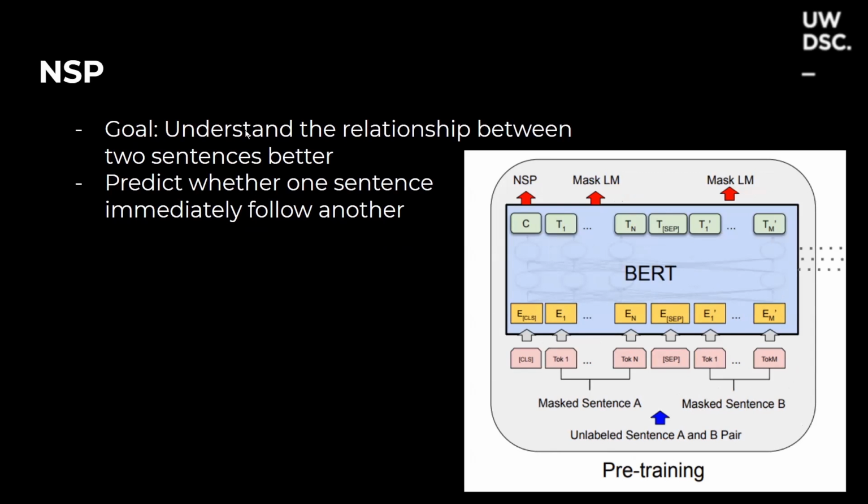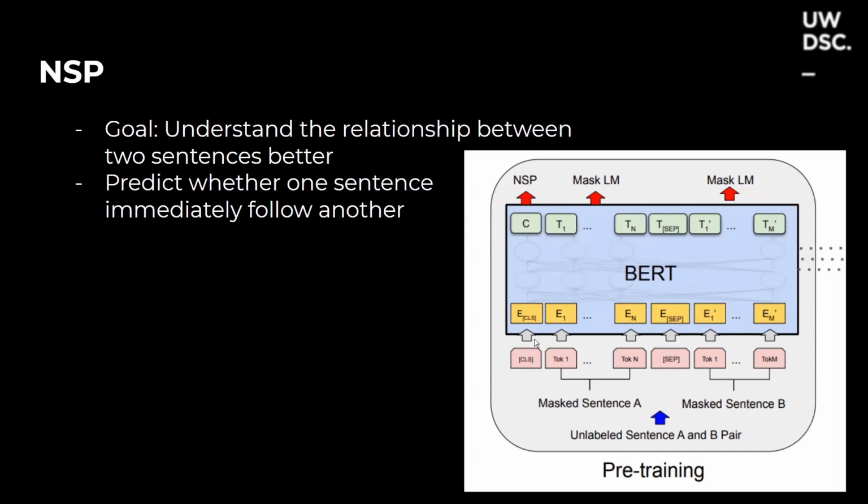The final goal of this task is to understand the relationship between two sentences. So it predicts whether one sentence immediately follows another. We have the same masked sentence A and the same masked sentence B. So these two sentences, and the job of the model is to predict whether these two sentences actually follow each other.